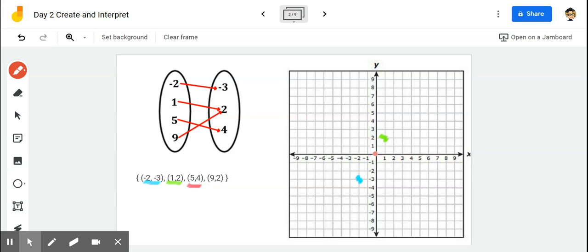5, 4. Start at the origin. +5 in the x spot is 5 boxes to the right. +4 on the y spot is 4 boxes up.